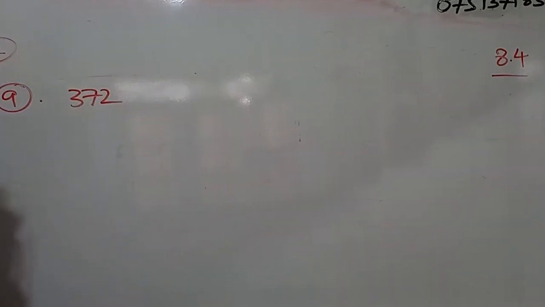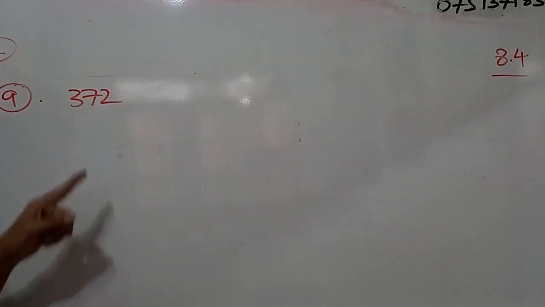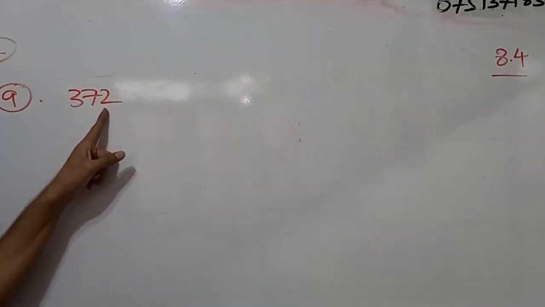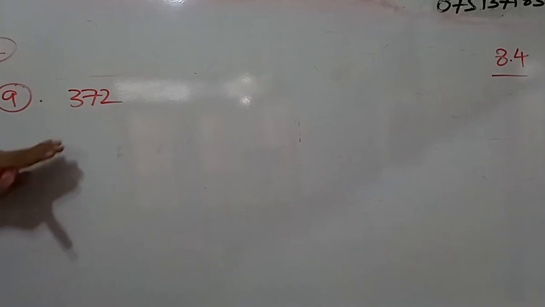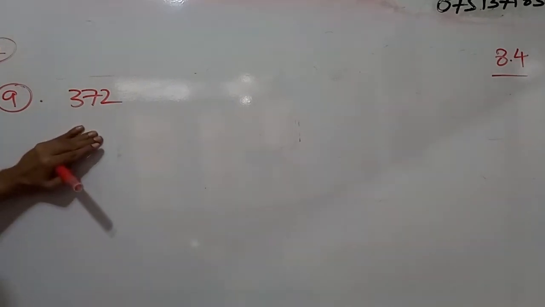So this is definitely not a perfect square. Why? If you take a look at the ones place, the digit is 2. So this is not a perfect square. So this number doesn't have a square root.